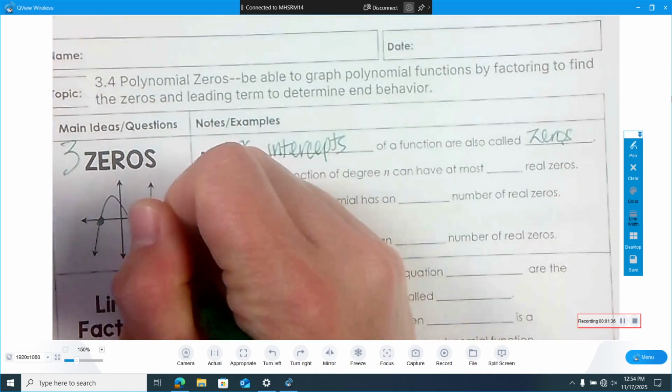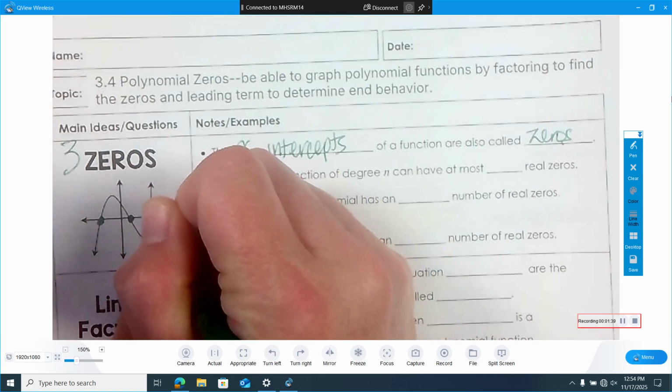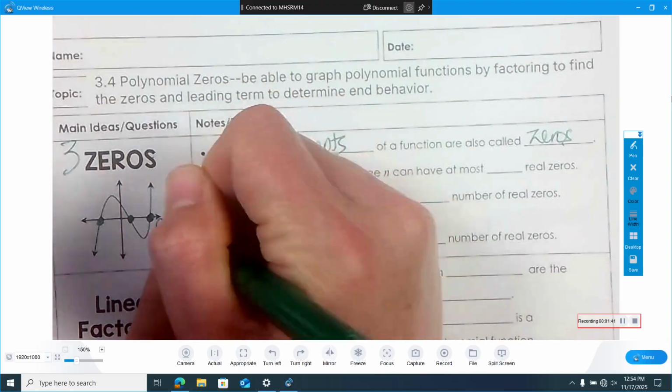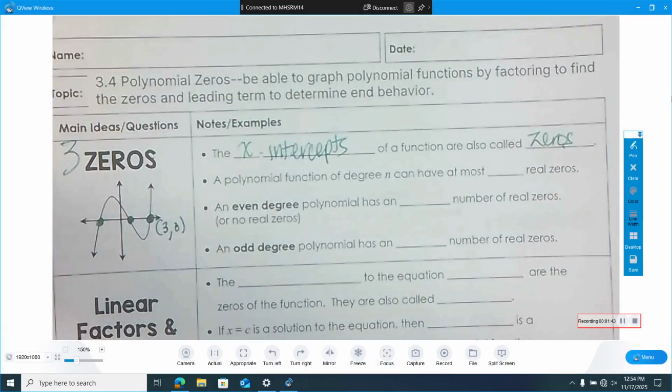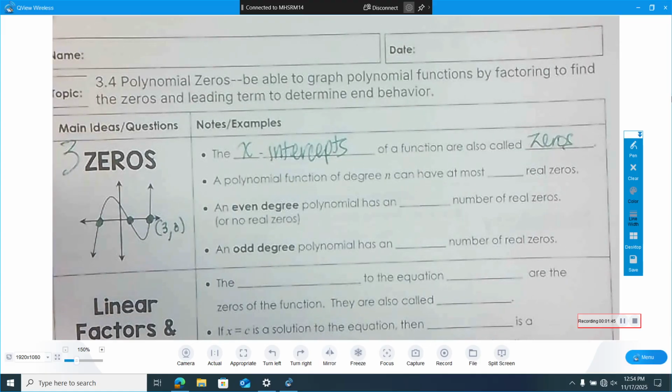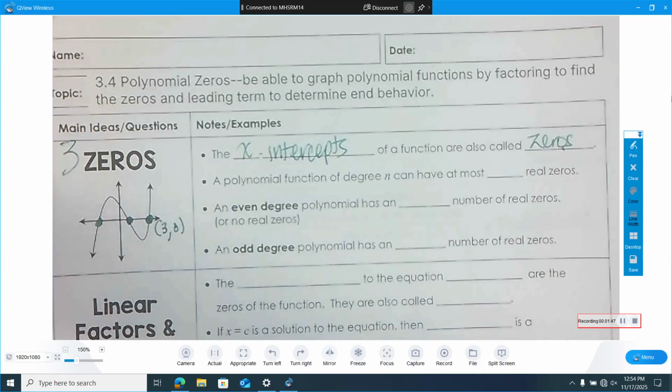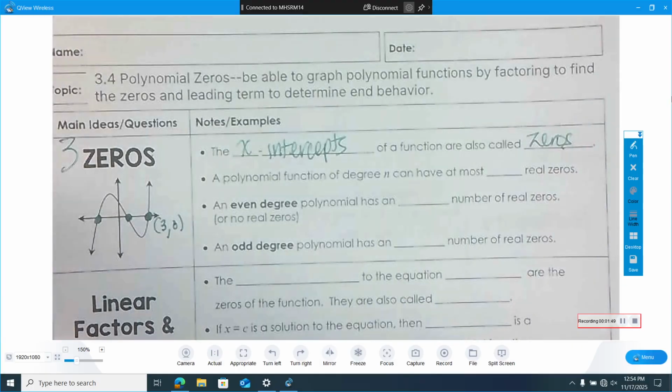If I were to imagine that this was an ordered pair, it might be like (3, 0). The y value is a 0. That's why we give them the name zeros. Okay. So we have 3 zeros on this little example.